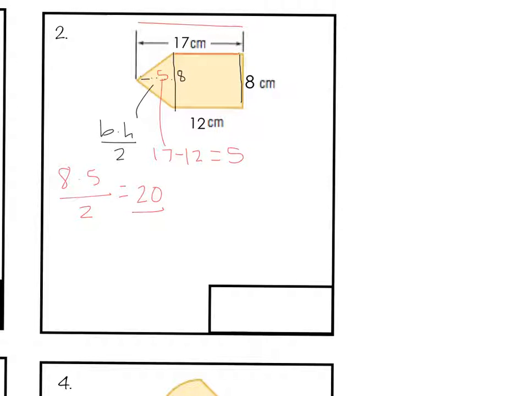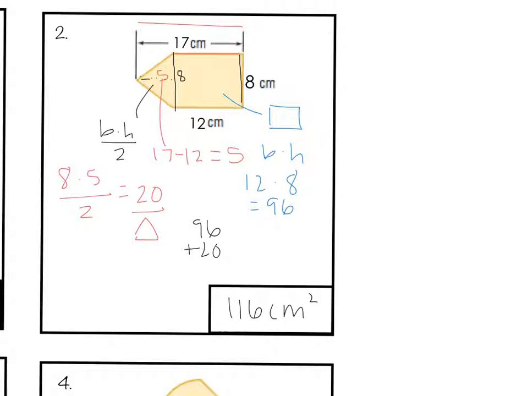Maybe I'll write a little triangle underneath it so you remember that's the formula for the area of a triangle. And over here for a rectangle, this one is just going to be base times height. I have my base of 12 times my height of 8, and 12 times 8 is 96. So to find the area of that entire figure, I'll take 96 and add 20, and then I will get 116 centimeters squared for the area of this composite figure.